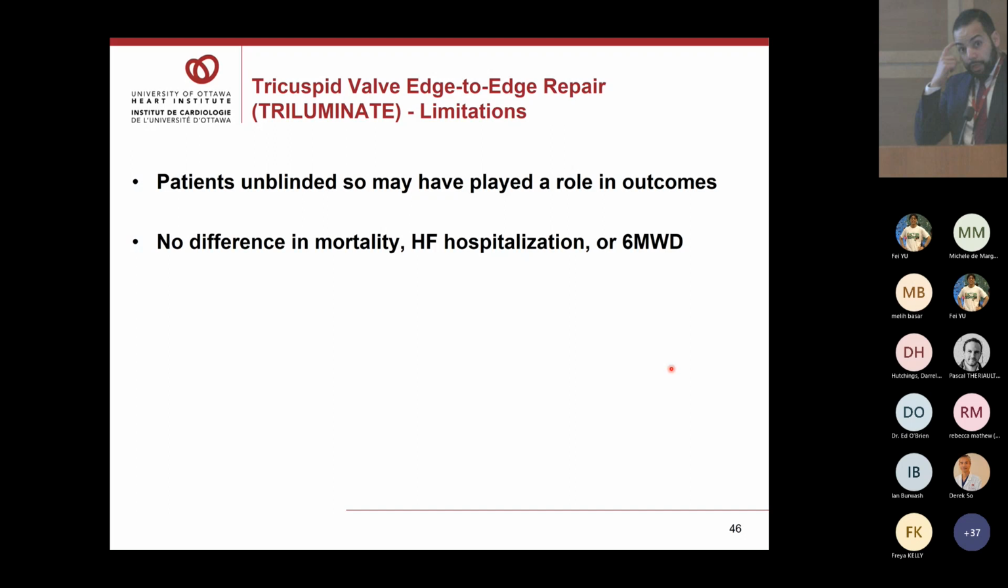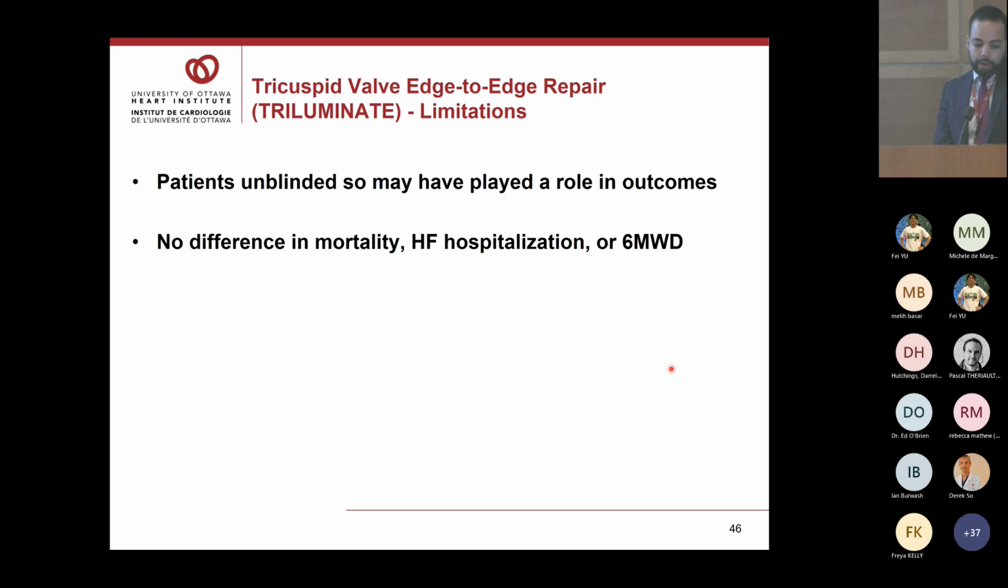You know, some of the limitations, and there's a few, and I won't beat it to death, but this is an unblinded study. So if your outcome is driven by a subjective outcome, patients know what they've gotten, so they may feel better because you've treated them. And there's no difference in sort of hard clinical outcomes yet with this technology. So no difference in mortality, heart failure hospitalization, or 6-minute walk distance. And that kind of leaves the door open for other tricuspid interventions.